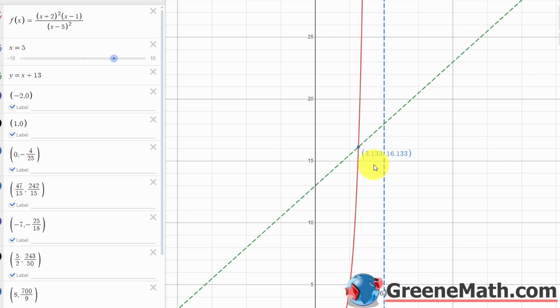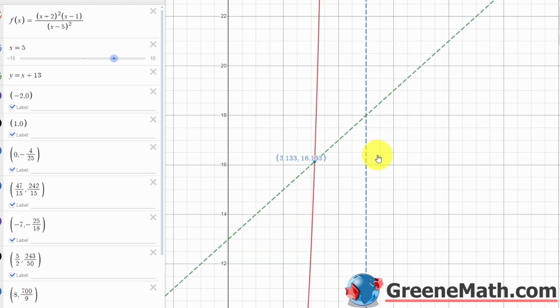Again, it's going to be 47 over 15, comma 242 over 15 if you want the fraction version. But a lot of people like to work with decimals. So this guy is just approximating. So it's 3.1. It just does 3, but that 3 right there repeats forever, comma 16.1. Again, that 3 right there would repeat forever. So that's your point of intersection.